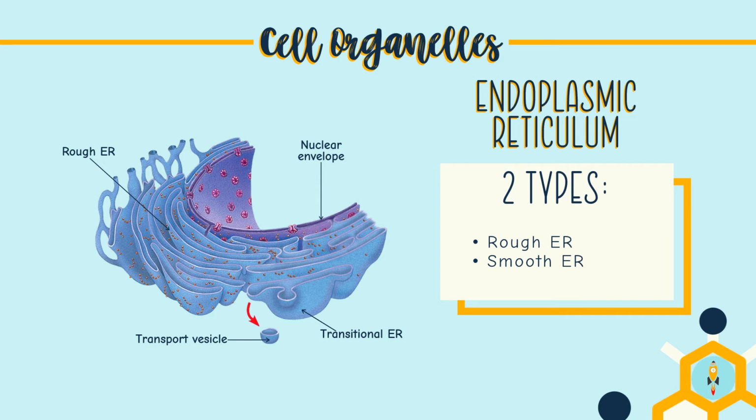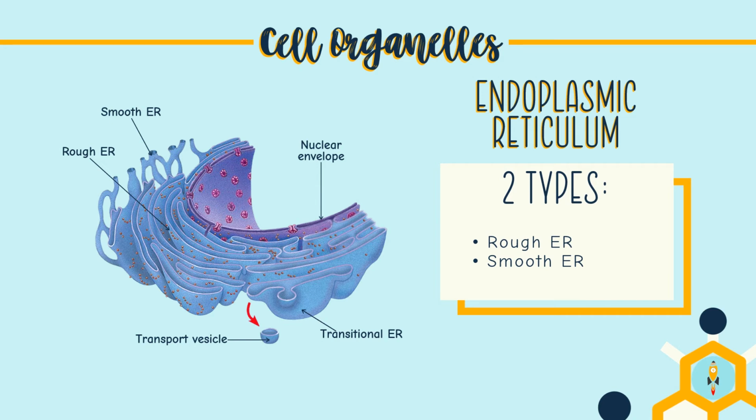Rough ER is most abundant in cells that produce large amounts of protein for export, such as cells in digestive glands and antibody-producing cells. The smooth ER lacks ribosomes and thus has a smooth appearance. Smooth ER builds lipids such as cholesterol.